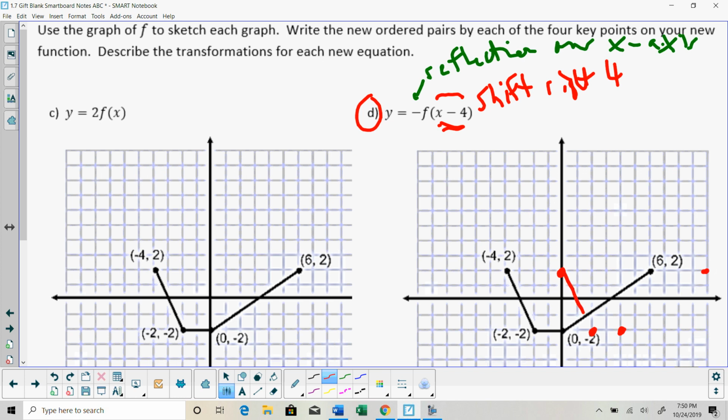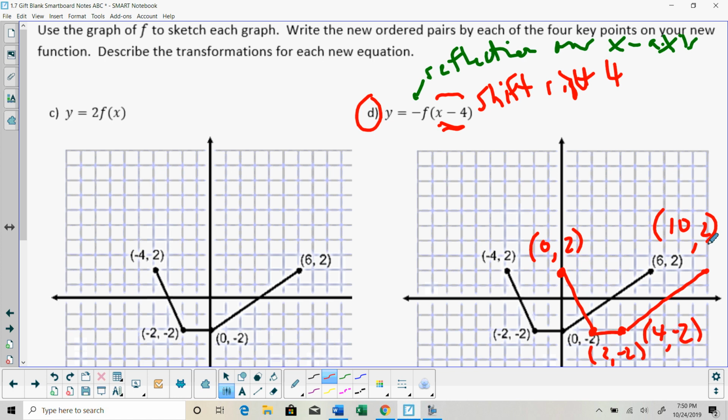So far, I'm going to draw this one in, but this is not our final answer. That's just shifting to the right 4. Okay, and I could write those ordered pairs next to it. That might help us out here. So that's (0, 2). This is (2, -2). This point is (4, -2). And this one is (10, 2).